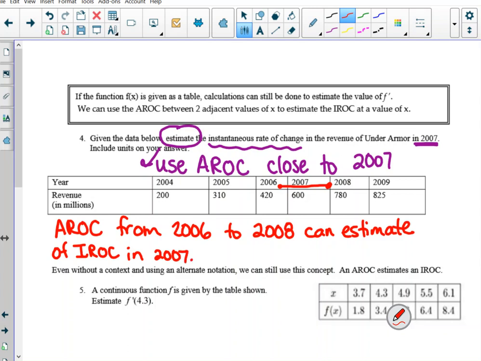Okay. So essentially I go across it. I say, all right, so what's the change from 2006 to 2008? And the change between those 2 points can be a reasonable estimate for how things are changing at just this one point. Average rate of change to estimate an instantaneous rate of change.